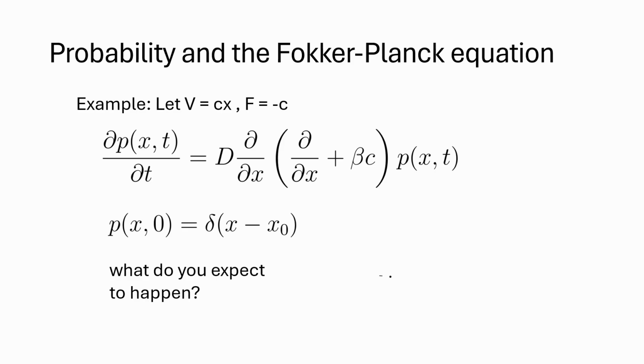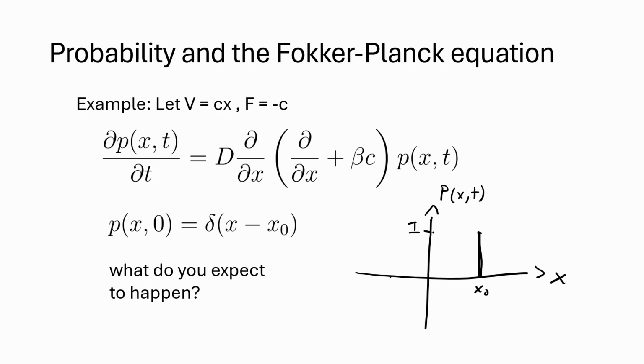So let's imagine we have our position x on the horizontal axis. On the vertical axis, I'm going to have the probability as a function of position and time. So here's x0, here's our initial distribution. It's all concentrated at x0 initially. And then here's our potential. We have a linear potential energy that goes up as a function of x, so it looks something like this. Now the question is, what do you expect to happen to the probability distribution?